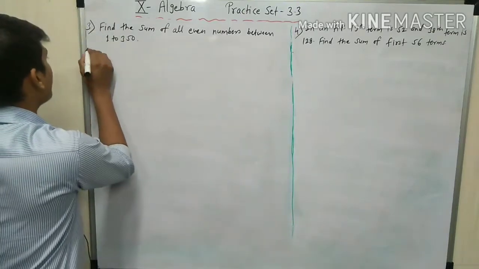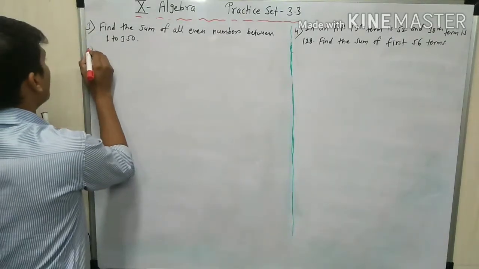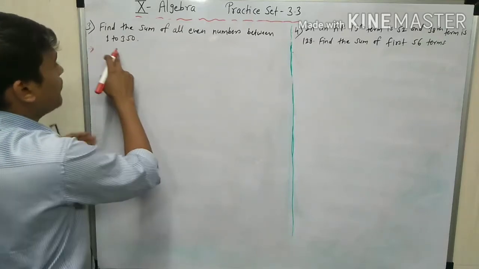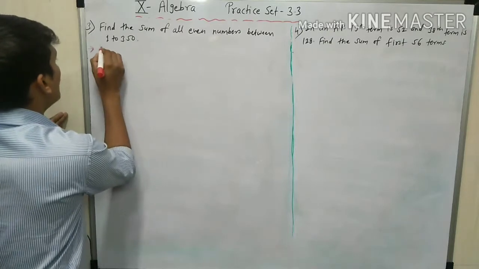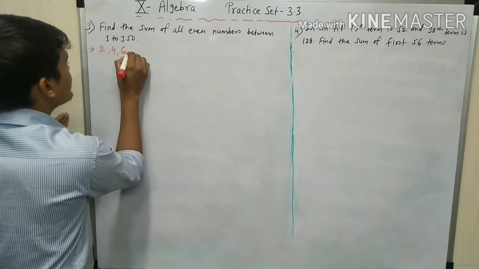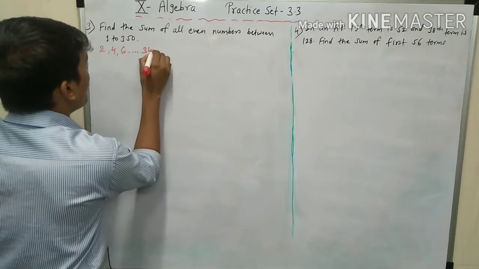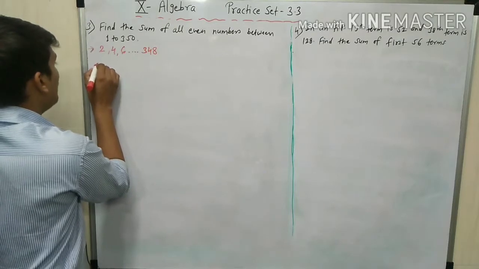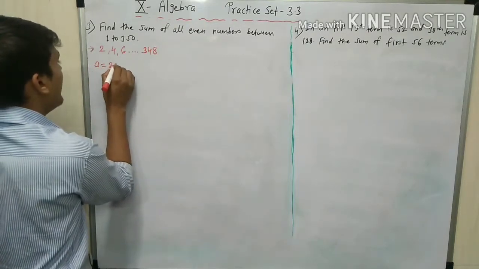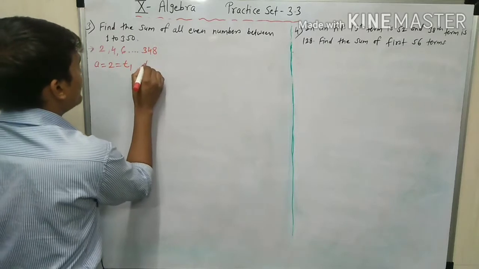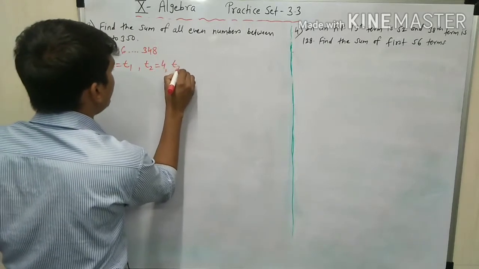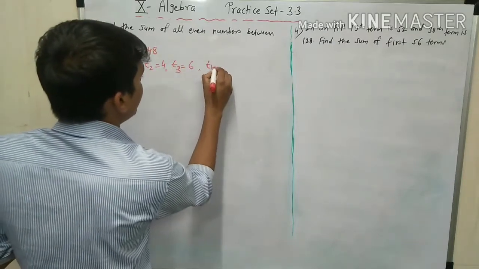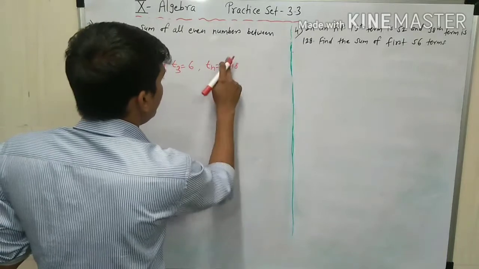We can write here the even natural numbers between 1 to 350: 2, 4, 6 and so on up to 348. Understood? Now first we can find the value of A. A is equal to 2, and this is your T1, and T2 is equal to 4 and T3 is equal to 6, and the last number is Tn is equal to 348.